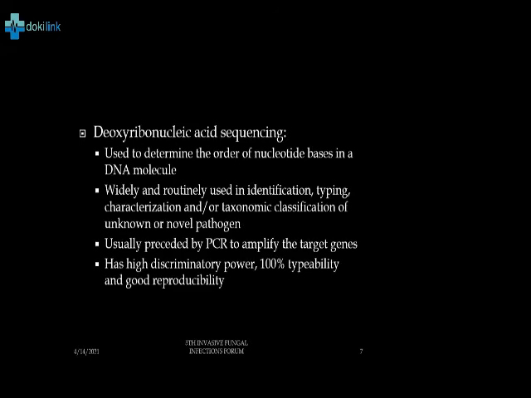We have deoxyribonucleic acid sequencing, which is used to determine the order of nucleotide bases in a DNA molecule. It is widely and routinely used in the identification, typing, characterization, and classification of unknown novel pathogens, usually preceded by PCR to amplify the target genes. It has very high discriminatory power, about 100% typability, and good reproducibility.